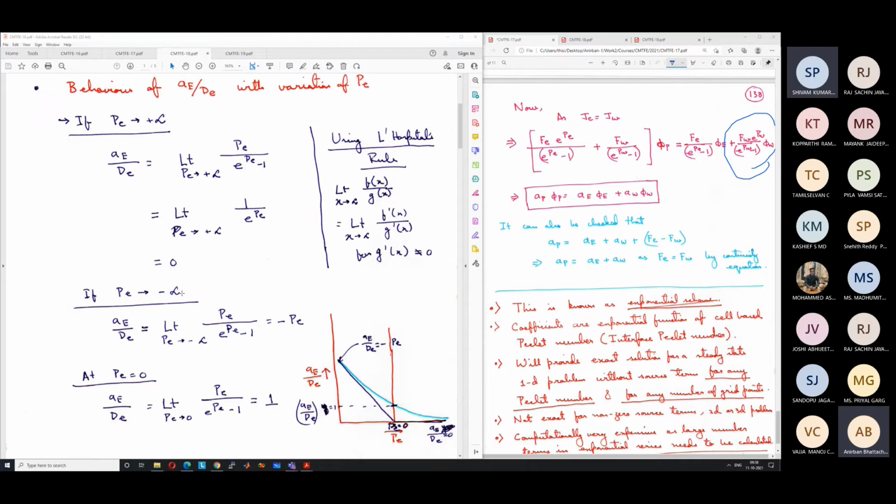So for Peclet number tends to minus infinity, A by D is equal to the limit as Peclet number tends to minus infinity of P by e to the power P minus 1. So this limit is equal to minus P.